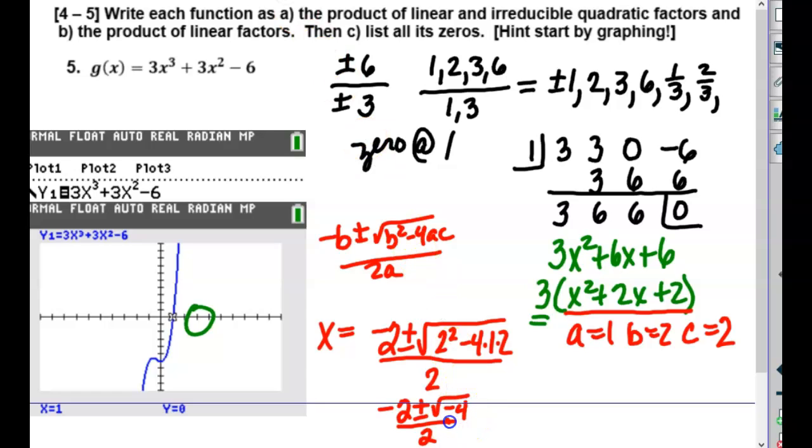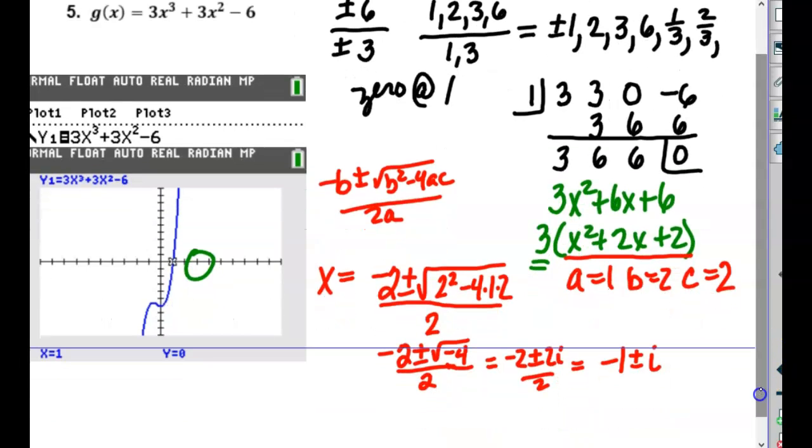Negative 4. Oh, that's a little bit nicer because what is that top line reduced to? Well, actually, yeah, let's rewrite it. This would be negative 2 plus or minus, what is the square root of negative 4? 2i. And if it's all over 2, we reduce each one by 2 and we end up with what? Negative 1 plus or minus 1i. Does everybody get where we got that? We have to reduce the 2 into both of those things. All right, what did they ask? Oh, okay.